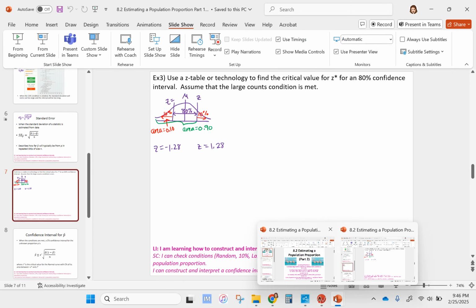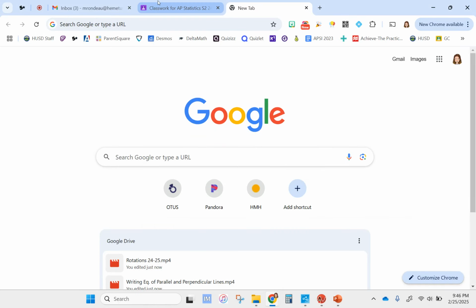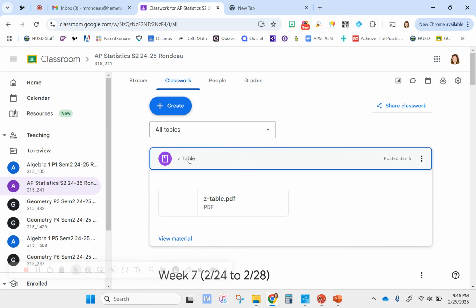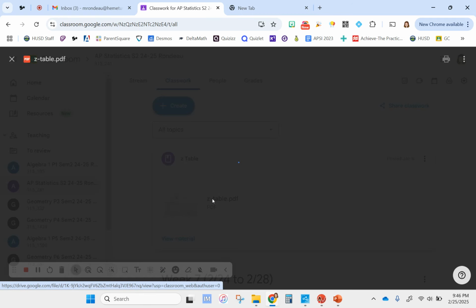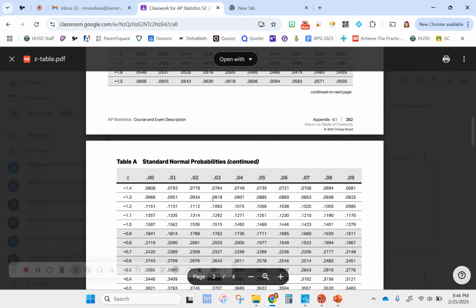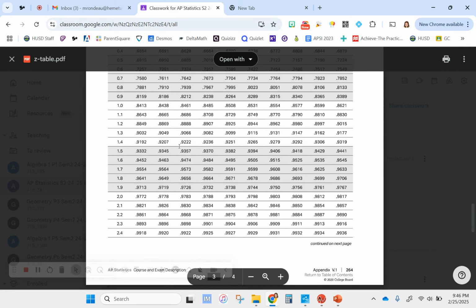Don't mind this for a second while we pop over to Google Classroom over here. There we go. And if we take a look at our z table and look at 90%, it will pop up here. Here we go. 90%, we're looking for 0.9. All right, somewhere in here.